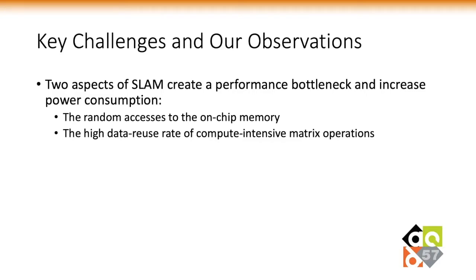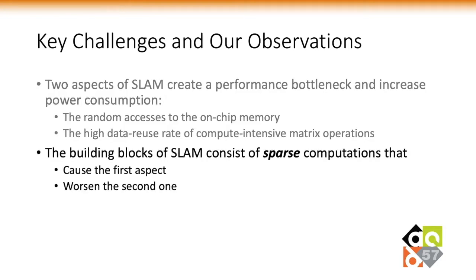Despite the advantages of the prior hardware implementations, they are not fast enough and power efficient to guarantee real timeliness under the limitations of power resources in autonomous systems. The reason is that they paid less attention to two aspects of SLAM that create a performance bottleneck and increase power consumption. First, SLAM incurs many random accesses to the on-chip memory, and second, SLAM includes power-intensive matrix operations that reuse data frequently.